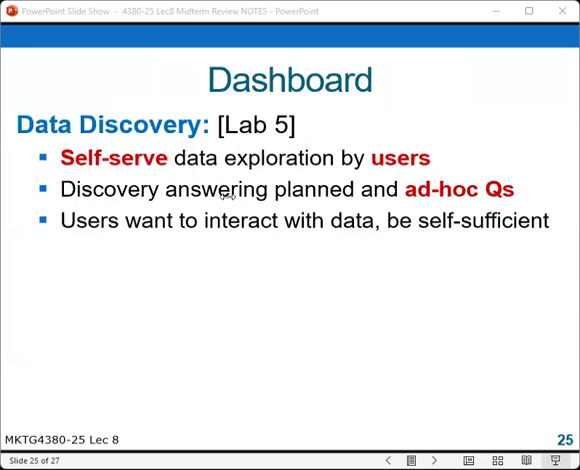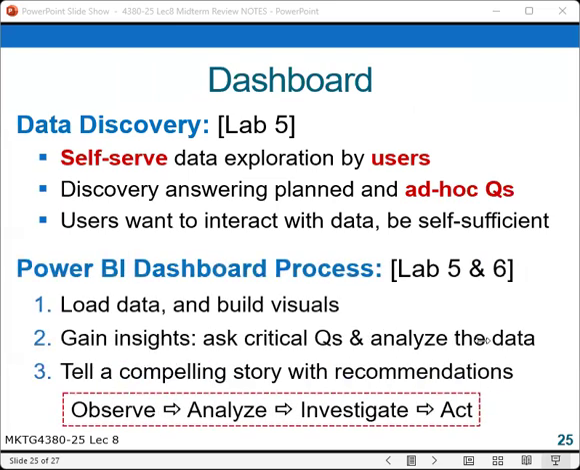So in Lab 5, we used Power BI this time to apply some of the data visualization concepts. So you put together that dashboard in the lab while you were at home, I think, that week. And then we moved on to start looking at using Power BI to first load data. You've built visuals and you've analyzed the data, particularly in this second assignment that you had. You were looking for a compelling story to tell by observing, analyzing, investigating, and coming up with actions.